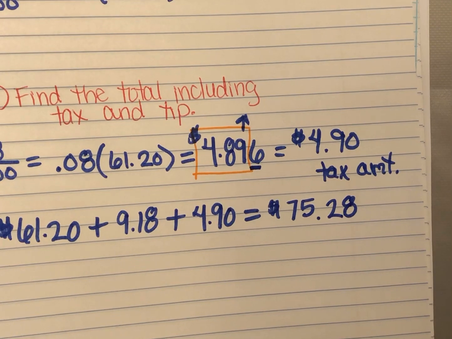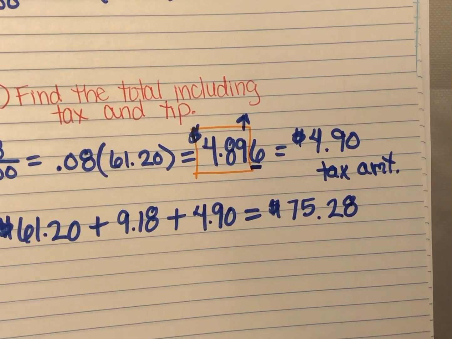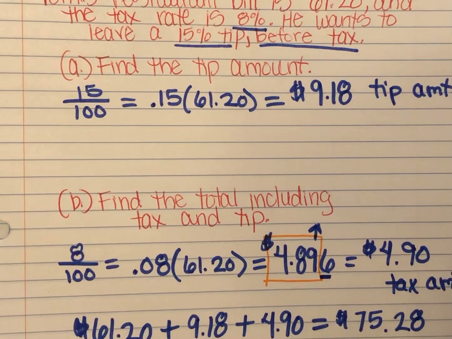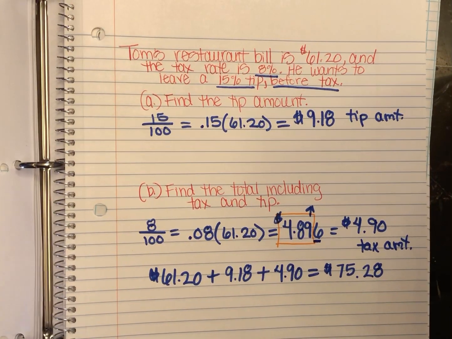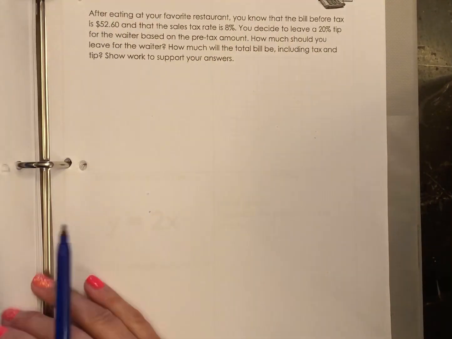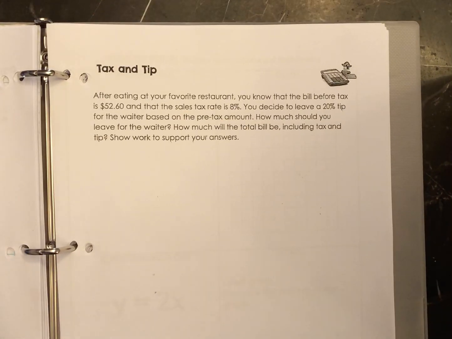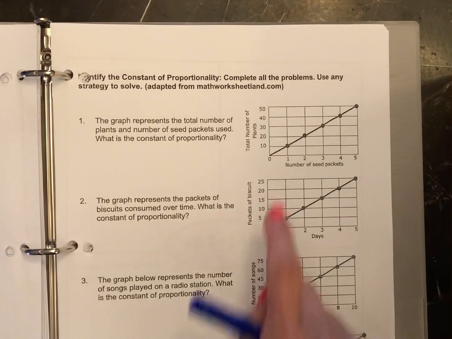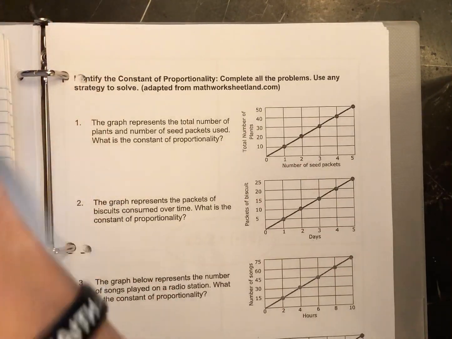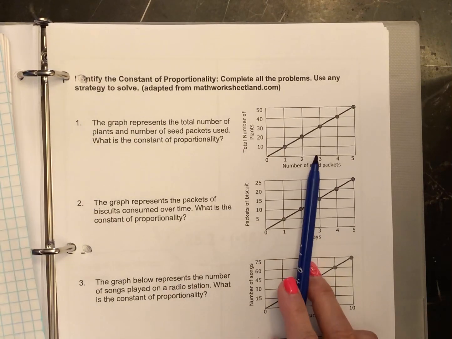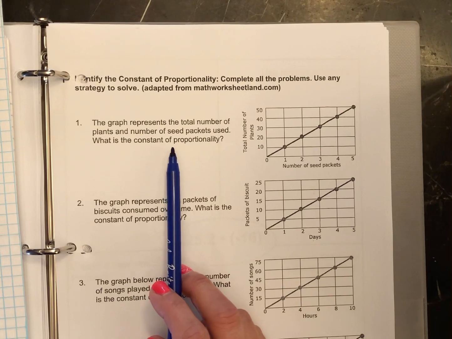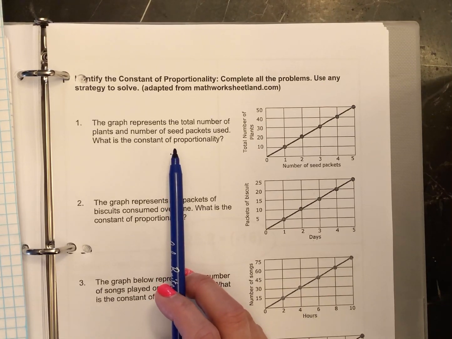So we've done some of these before, so you guys should be okay. So this example would be really good to help you guys out with the problem you have to do for today. Okay, the tax and the tip. So this one I explained to you guys. This one, the graphs. We've done this. You guys just have to look at the graph and tell me what is the constant. If they're not even making you guys write an equation, you just need to find the constant.